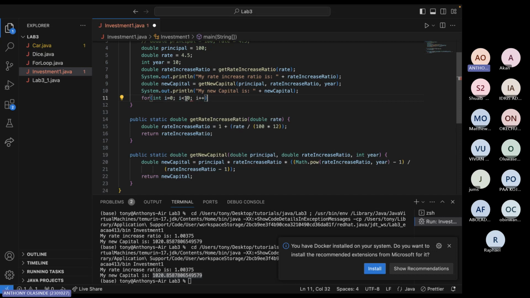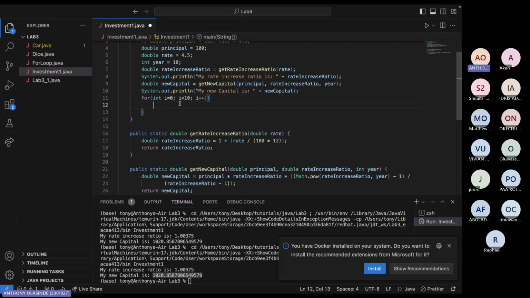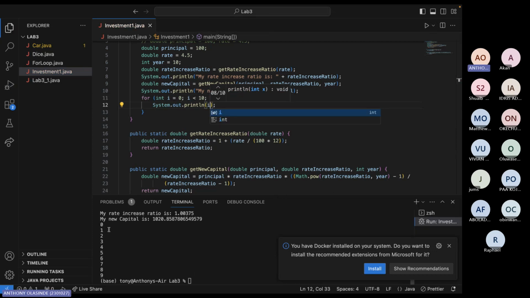i plus plus. To be sure, because sometimes the for loop can confuse you, you can just do an S out to check what i is. So i is 0 to 9, but we need 1 to 10 for our calculation. You can actually change this to 11, but we actually need the value. So I can just change this to 1 and change this to less than or equal to 10. Then we get 1 to 10, right?